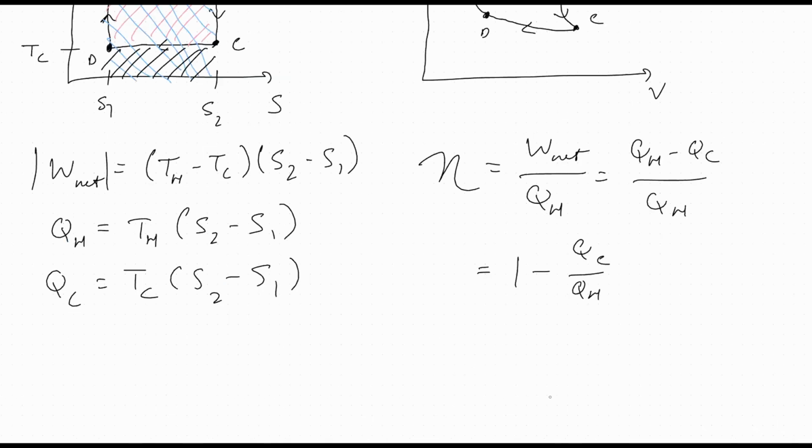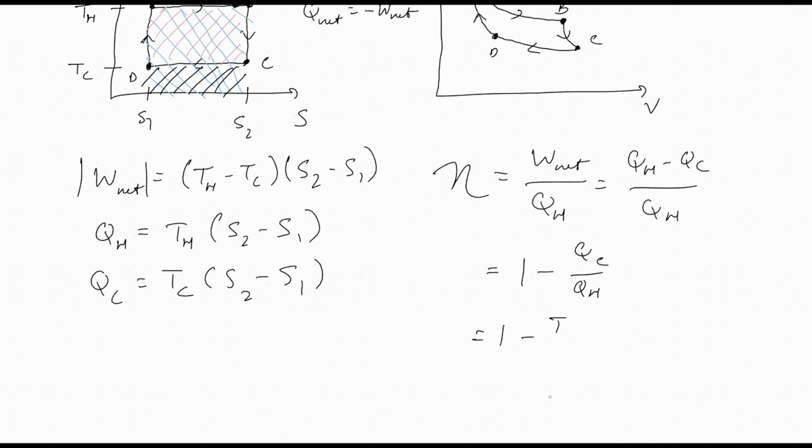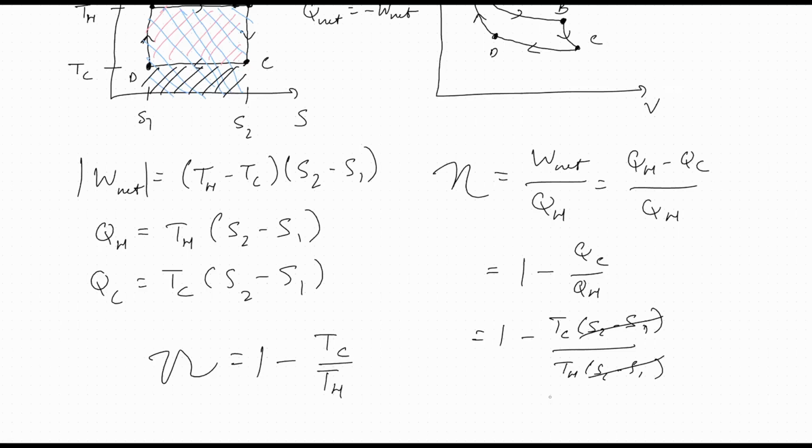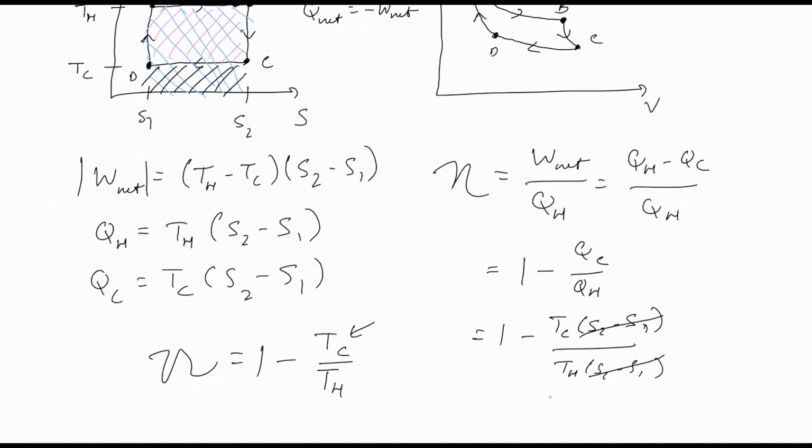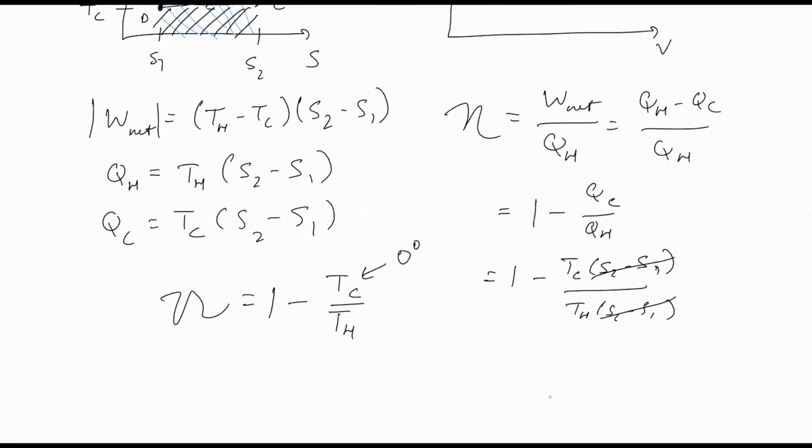So I noticed that S2 and S1 are the same. So 1 minus TC S2 minus S1 over TH S2 minus S1. These will cancel. So the efficiency of a Carnot cycle is equal to 1 minus TC over TH. So a perfectly efficient heat engine will either be operating at absolute zero, or the heat reservoir is infinite degrees Celsius.